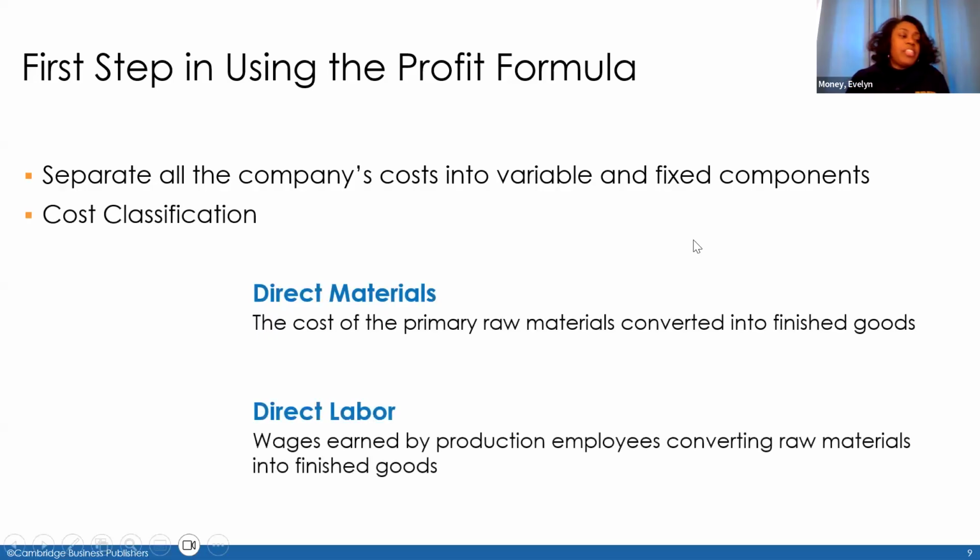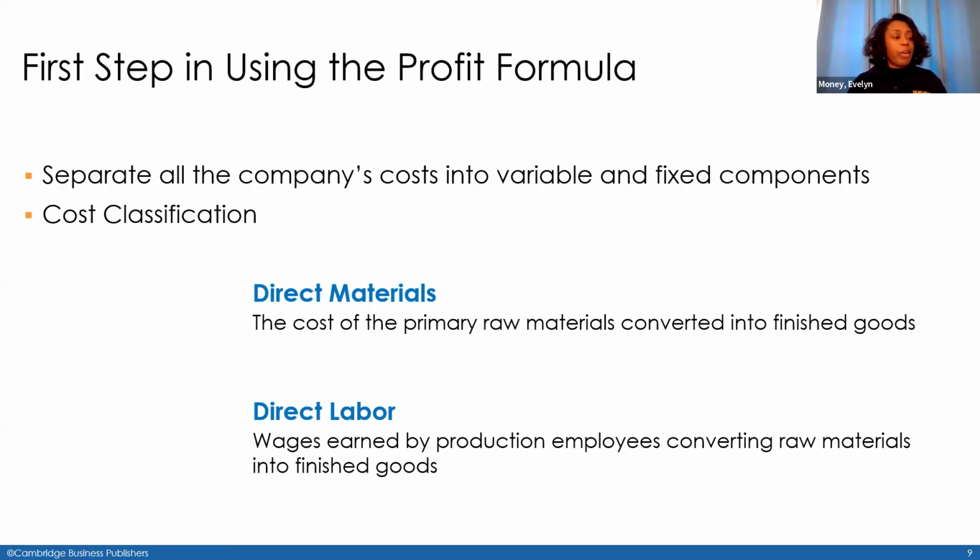The other thing we have to consider would be our cost classifications, because we have some costs that are related to making our product, and then there are some costs that are associated with running our business. For our cost classifications, we're going to look at our product costs in terms of materials costs and labor costs.